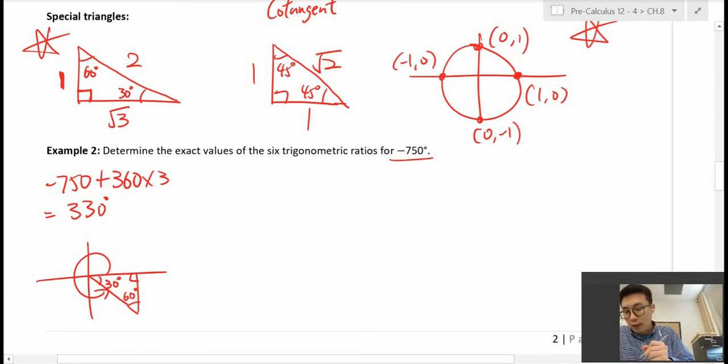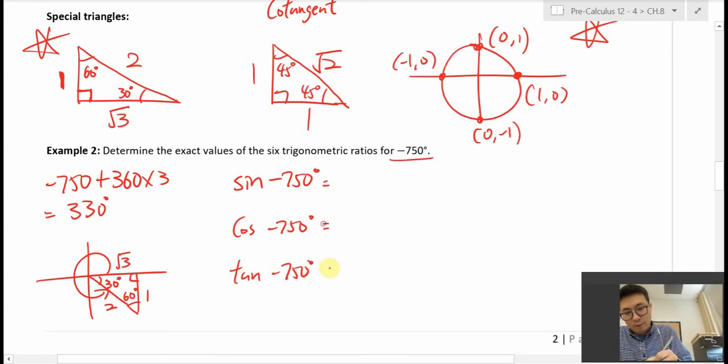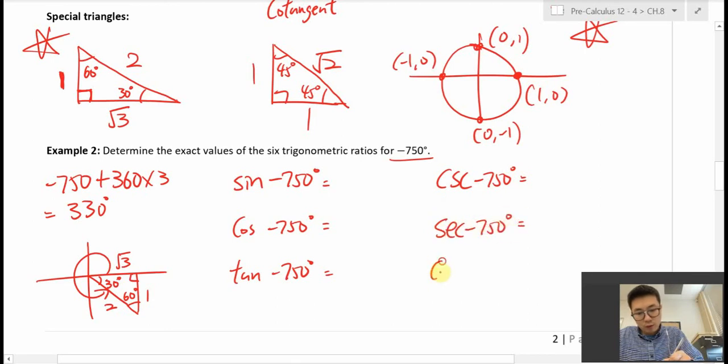Then we can fill in the ratio for the sides. It's 1 to root 3. The opposite side of 30 is 1, the hypotenuse is 2, and this is root 3. So now we can figure out all these ratios: sine negative 750, cosine negative 750, tangent negative 750. The reciprocal for sine is cosecant, so cosecant negative 750. Secant is the reciprocal for cosine, so secant negative 750, and cotangent negative 750. Okay, one at a time.